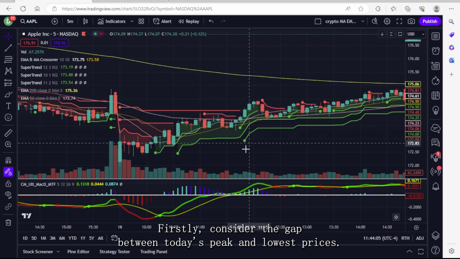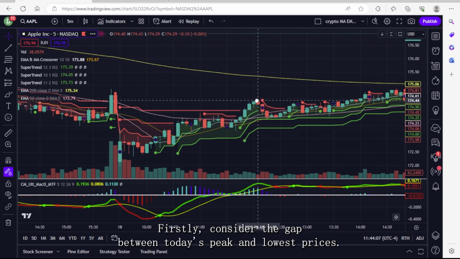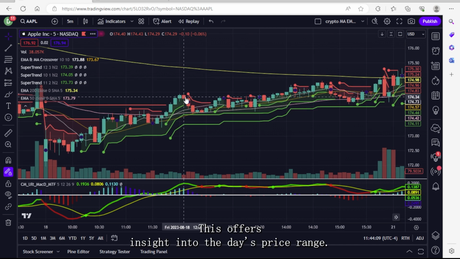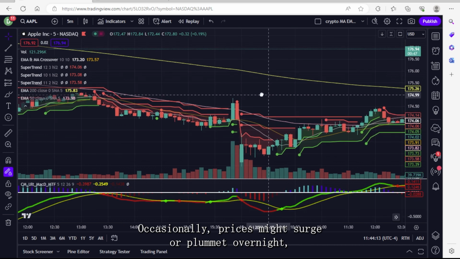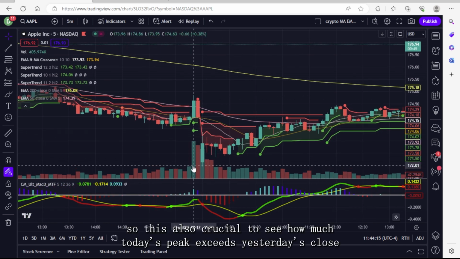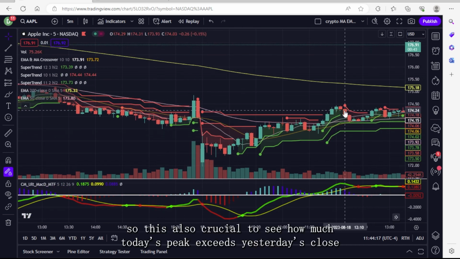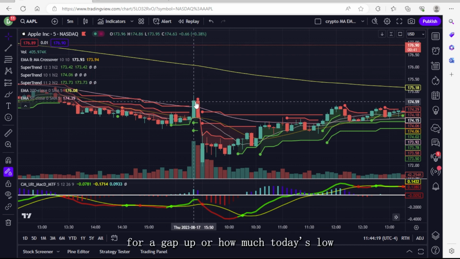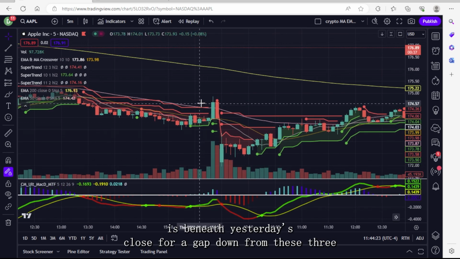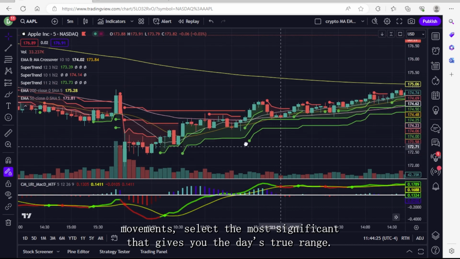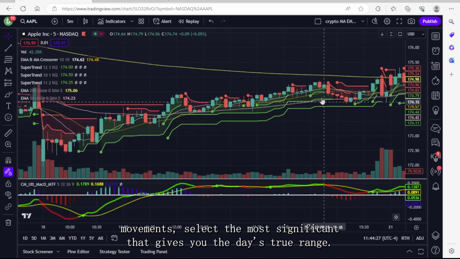Firstly, consider the gap between today's peak and lowest prices. This offers insight into the day's price range. Occasionally, prices might surge or plummet overnight. So it's also crucial to see how much today's peak exceeds yesterday's close for a gap up, or how much today's low is beneath yesterday's close for a gap down. From these 3 movements, select the most significant. That gives you the day's true range.